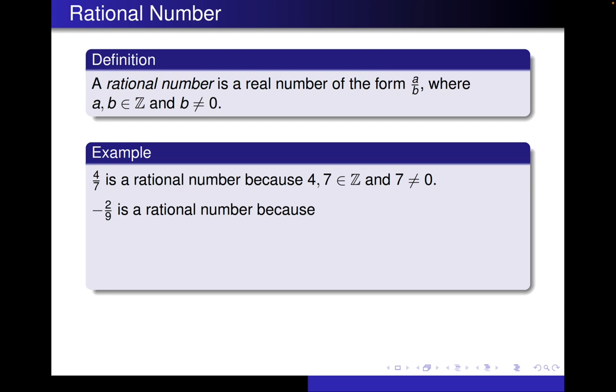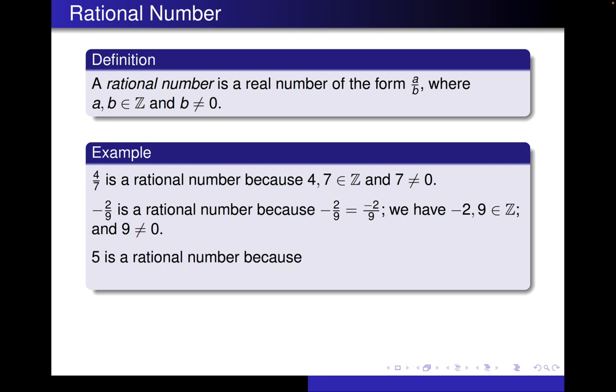Negative 2/9 is a rational number. Well, it doesn't look like a rational number now because it has that negative sign. But if we rewrite it as negative 2 divided by 9, then we can see that negative 2 and 9 are both integers. 9 is not equal to 0, and so negative 2/9 is a rational number.